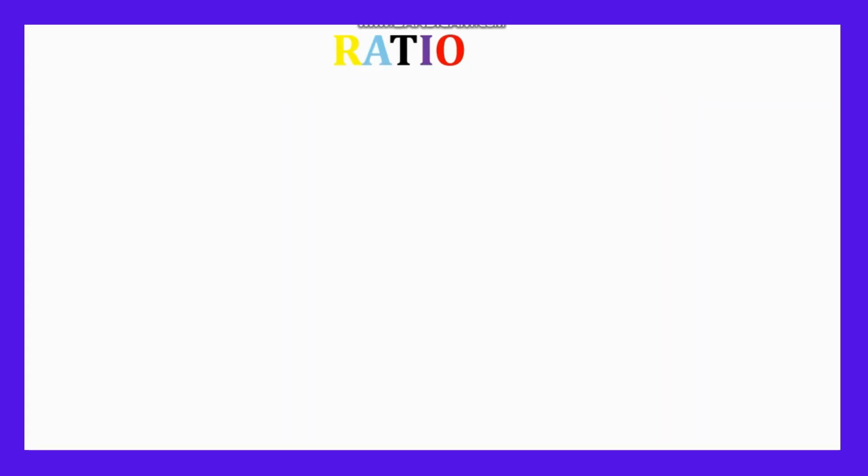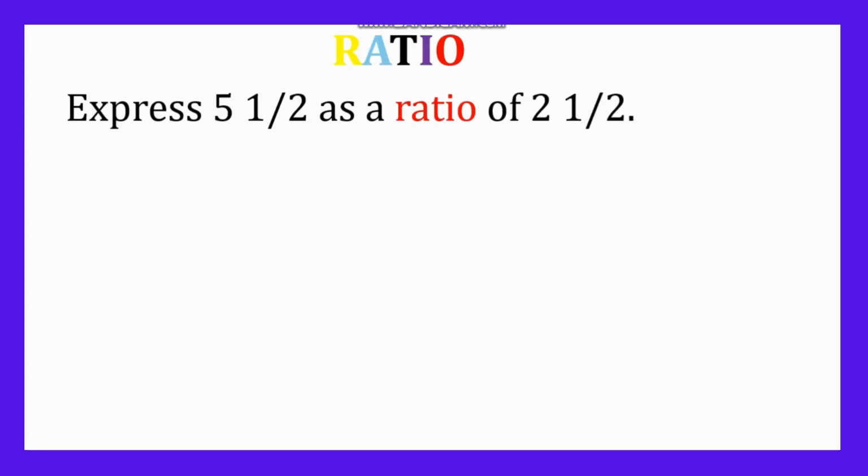Now let's look at another example. Express 5 whole number 1 over 2 as a ratio of 2 whole number 1 over 2. Remember that ratio could be expressed in the form of a fraction, and the fraction line is the same thing as division. So it then means that ratio could also be expressed as division.